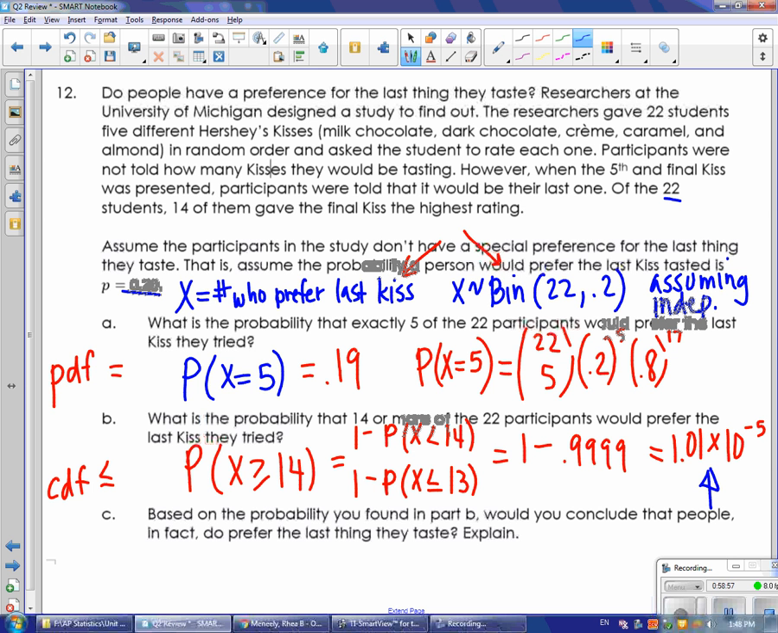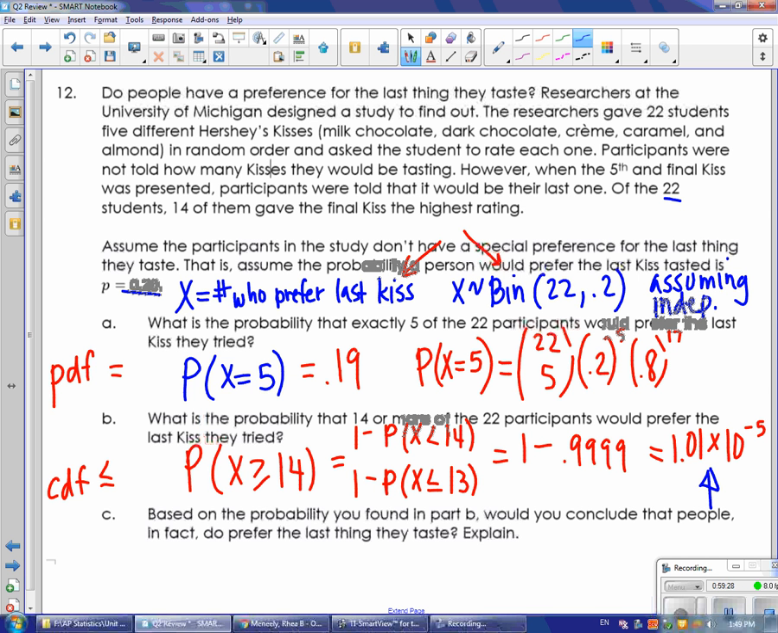So the last question is an inference question. It's not on your quarterly assessment, but it does lead us into what we're going to be doing all of second semester. It says, based on the probability that you found in part B, would you conclude that people, in fact, do prefer the last thing they taste? Well, if it was just a coincidence, then I would expect the probability of 14 or more people choosing the last kiss to be pretty high. The fact that the probability is really small tells me that it's not chance, that people do in fact tend to prefer the last thing they taste.